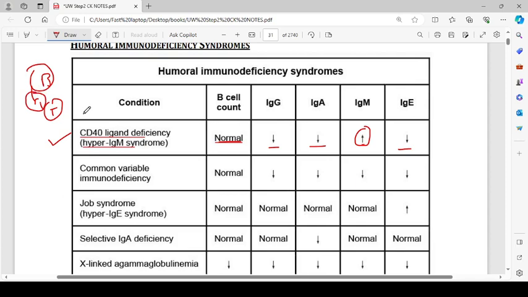Normally the B cells are trained to produce IgM and IgD, right? But when the class switching occurs, different antibodies like IgG, A, M, and E can be produced depending upon the stimulus. But if there is a CD40 ligand deficiency, like CD40 ligand in itself is not present, that will result in hyper IgM syndrome. So only IgM will be high and all the other antibodies will be low with a normal B cell count.